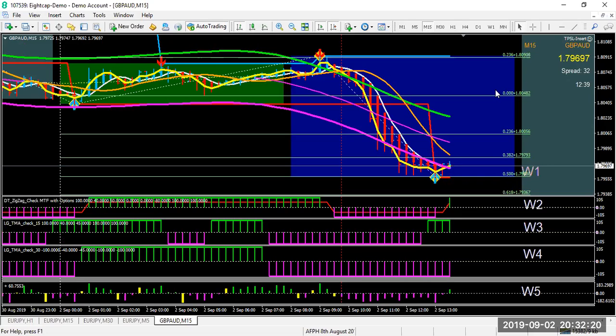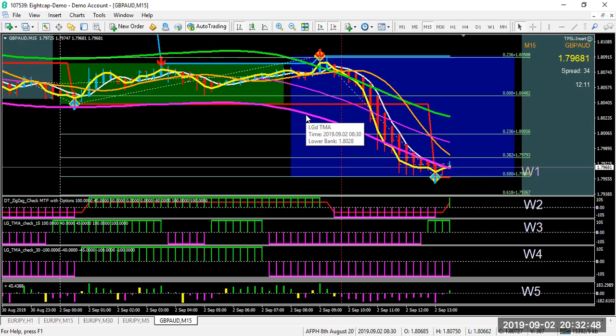I think that's pretty jam-packed already. So you can use the crosses, you can listen to the noise of the alert, but now you know how they can all gel together. All right, I'll leave it there.